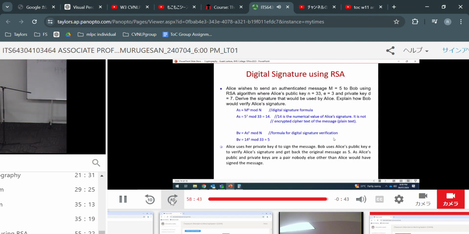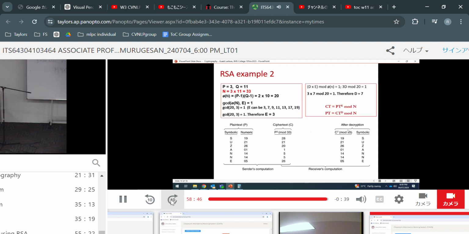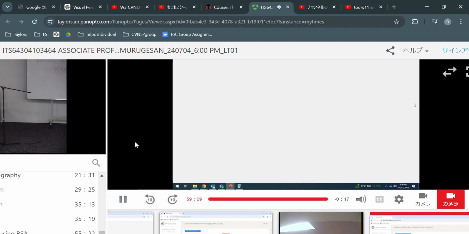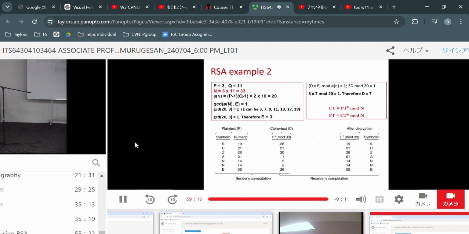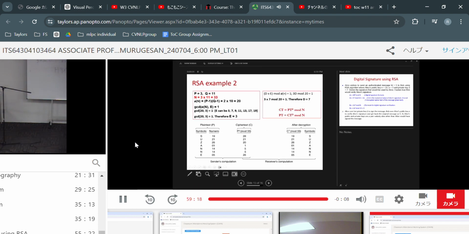Okay, jumping back to digital signatures. We are just going to make a small tweak to the formula. Here in RSA encryption and decryption, to do encryption, we use the formula: ciphertext is equal to plain text power E mod n.